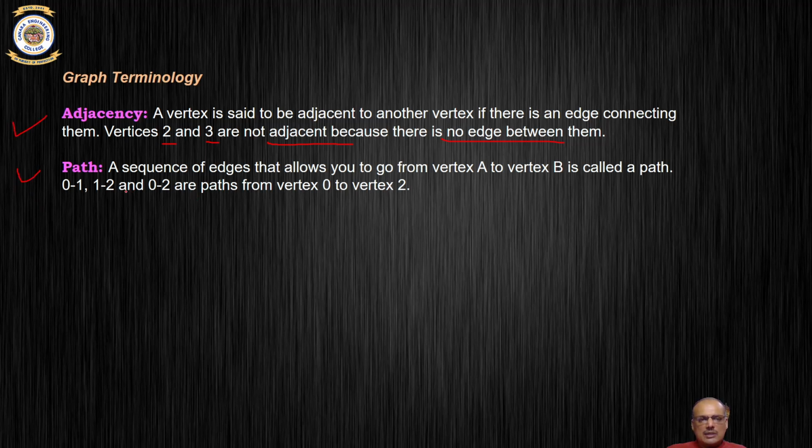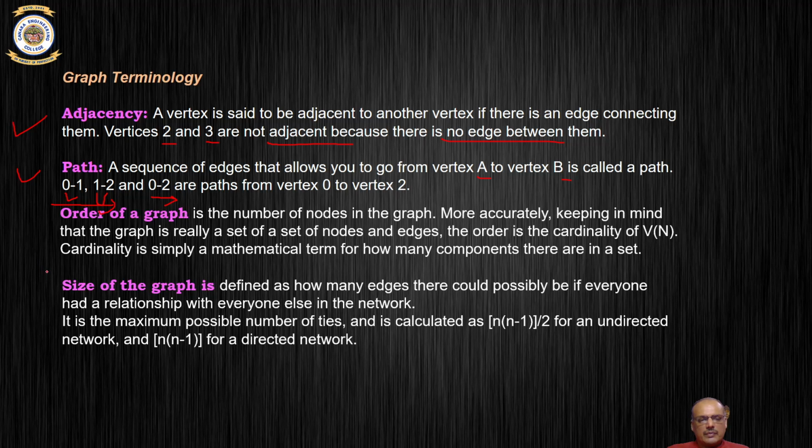Then there is the concept of a path: a sequence of edges that we need to go through in order to reach from one vertex to another vertex is called a path. For example, in order to go from 0 to 2, I need to go from 0 to 1, and from there I need to go from 1 to 2. So this is the path that one needs to take in order to go from vertex 0 to vertex 2. That is what a path is.